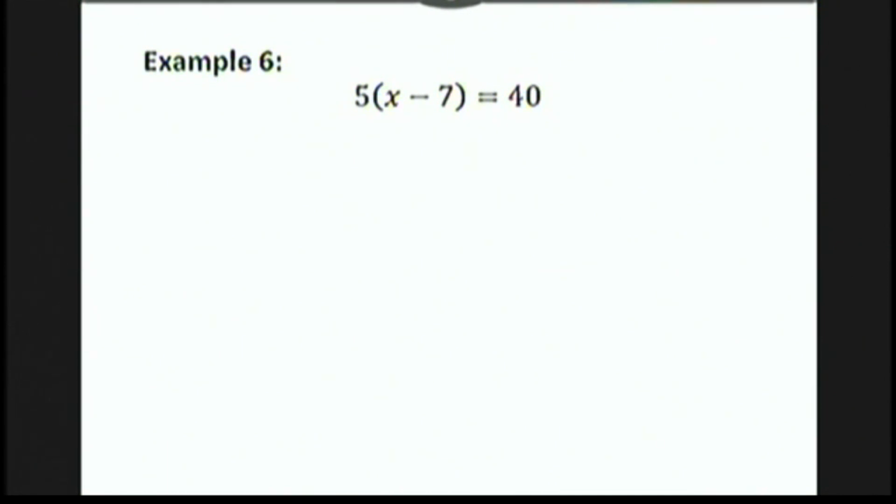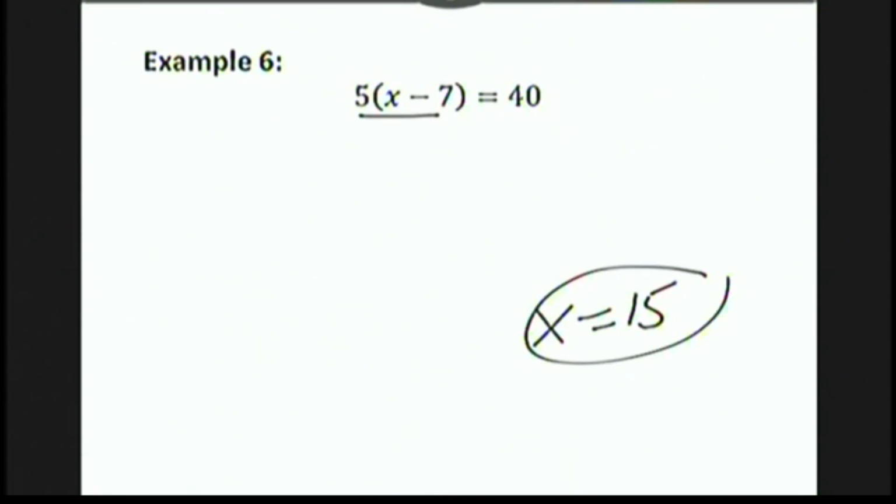Okay, how about this example? 5 times (x minus 7) is equal to 40. First, let's do it informally. 5 times what is 40? Well, 5 times 8 is 40. What minus 7 is 8? Well, 15 minus 7 is 8. So the answer is 15.